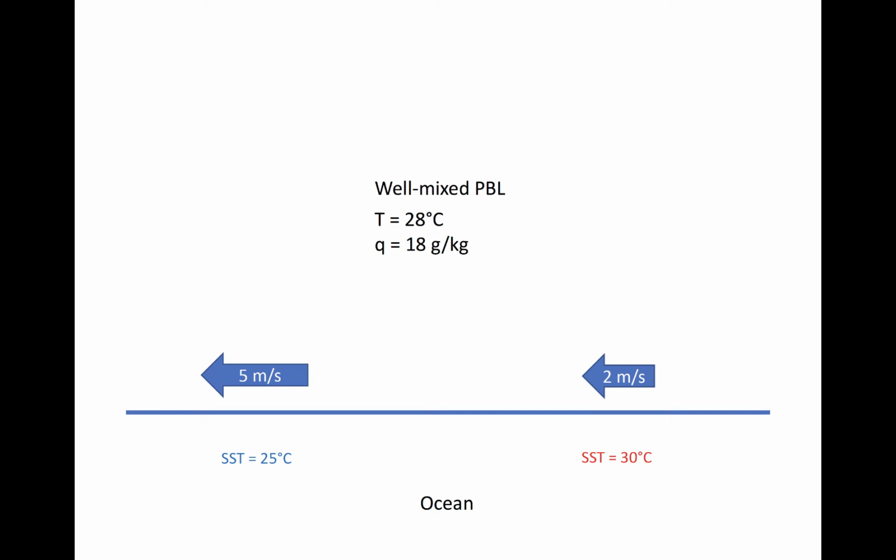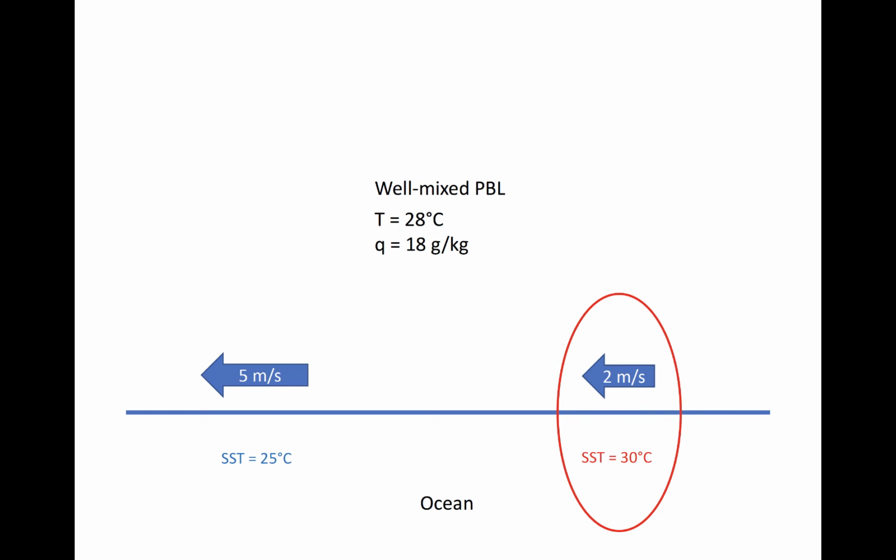Let's consider two different cases with this setup. One in which near surface wind is 5 meters per second, and the sea surface temperature, or SST, is 25 degrees C. And another in which near surface wind is only 2 meters per second, but the SST is 30 degrees C. In which case is the flux from the ocean to the atmosphere larger? Pause here for a moment and see if you can figure out the answer.